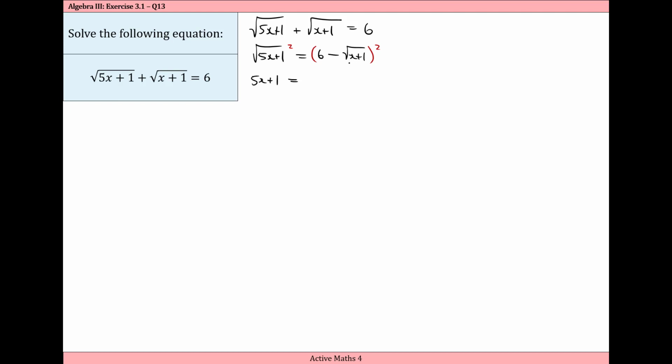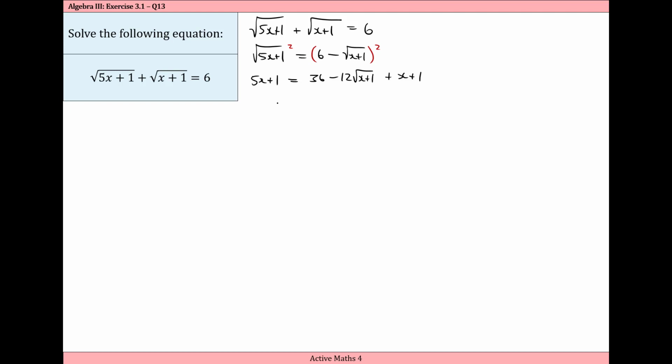And then squaring out the bracket on the right hand side, we square the first, 6 squared is 36. We square the last, minus root x plus 1 squared is plus x plus 1. And then we find the product of the two and we double that. So the product is minus 6 root x plus 1 and then times that by 2 to give us minus 12 root x plus 1.